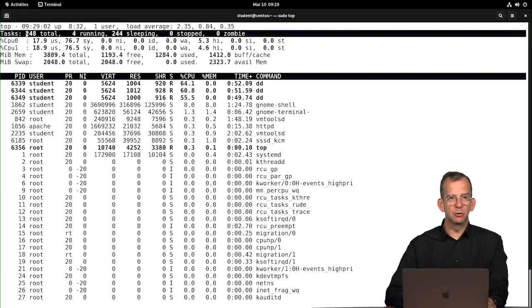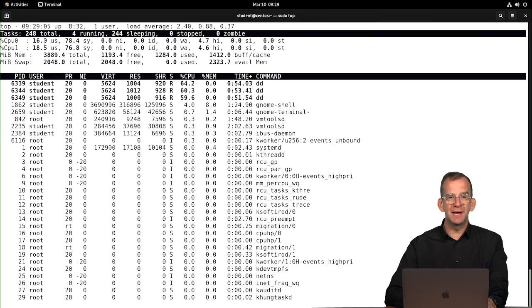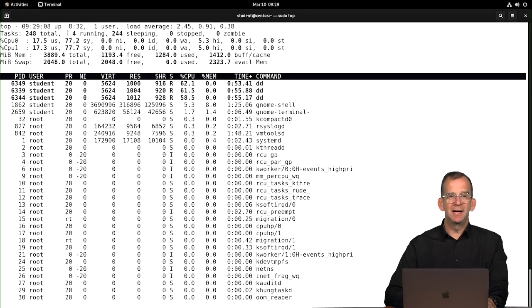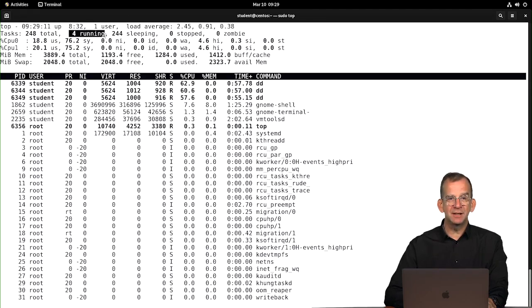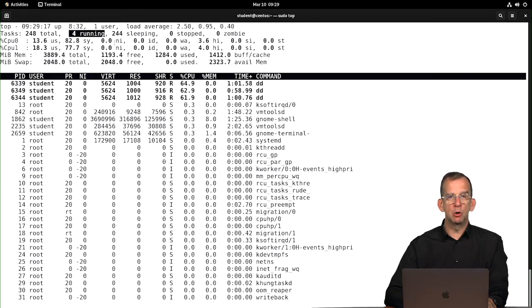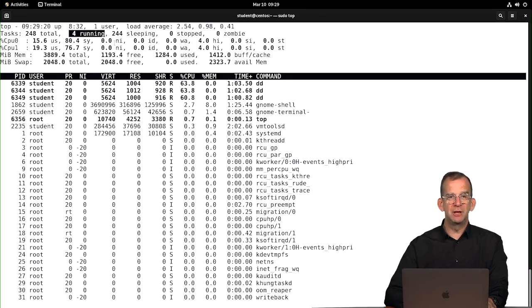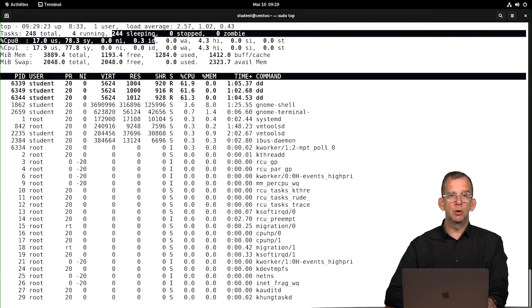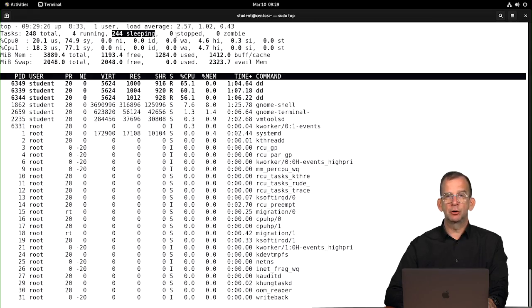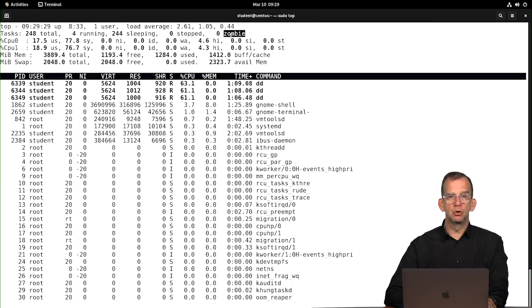On the second line, we can see the number of tasks that are running. The interesting part here is that we can see 4 of them are actively running. Running is for processes that recently have asked for CPU attention. And we have 244 sleeping. They are not creating any significant workload. No stopped ones, no zombies.